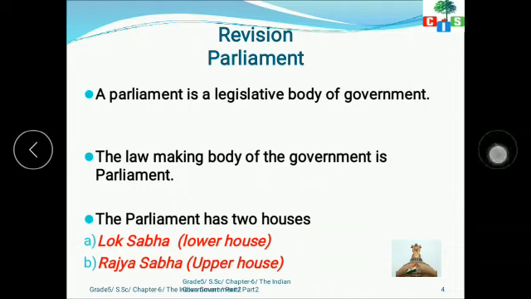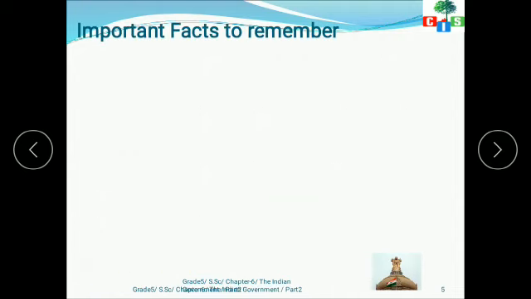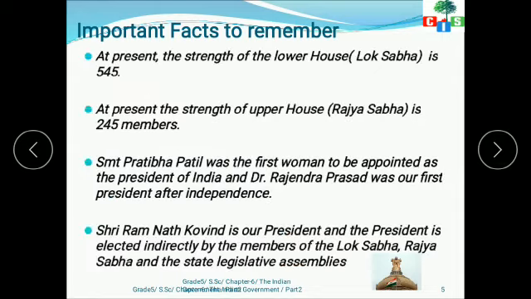Now, let's discuss some of the important facts that I discussed in the previous video. At present, the strength of the lower house is 545. At present, the strength of the upper house, that is Rajya Sabha, is 245. And what is the maximum limit? In Lok Sabha, the maximum is 552, and in Rajya Sabha, the maximum limit is 250.